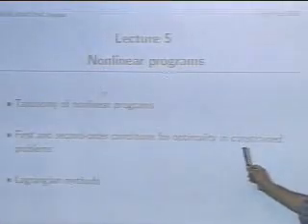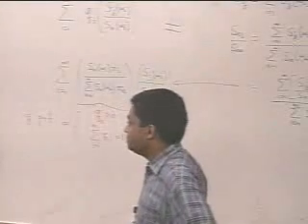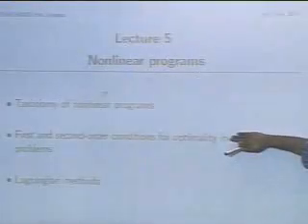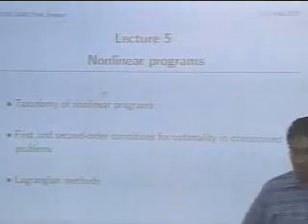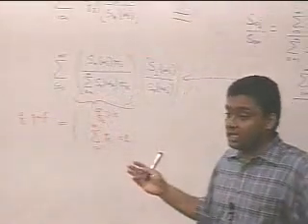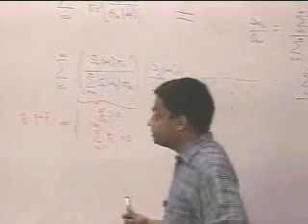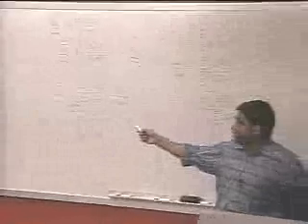In order to solve these nonlinear programs, typically what one does is try to compute first and second order conditions for optimality in constrained problems. Without the constraints, we solved this problem in the very beginning, in the first or the second class. We talked about first and second order conditions for optimality for unconstrained nonlinear programs. Now we want to talk about what happens when there are constraints and how we can use that to get an algorithm to solve it. Along the way of trying to define those conditions, we'll get to Lagrange methods.